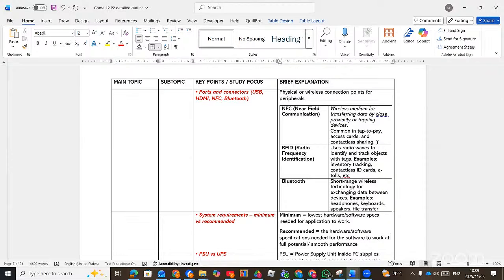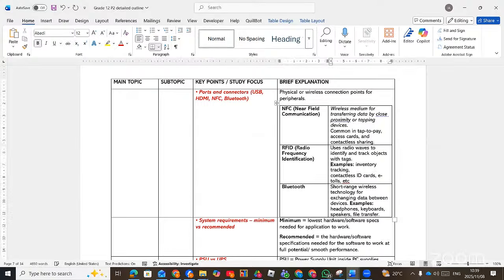Then RFID, radio frequency identification. They use radio waves to identify and track objects with tags. An example is inventory tracking. If you go to most of these shops, they also have those tags. And then also tracking devices, e-tolls, they also use it. And even runners, athletes, they put that tag on to track.